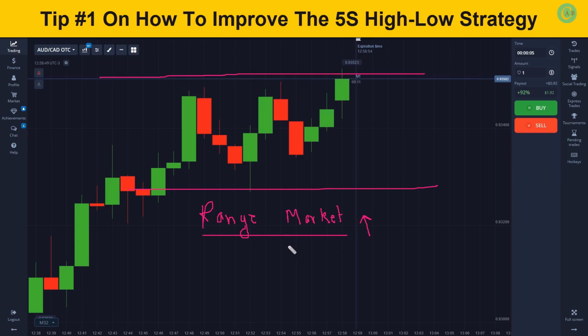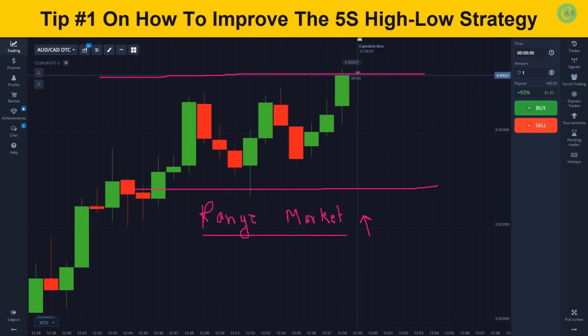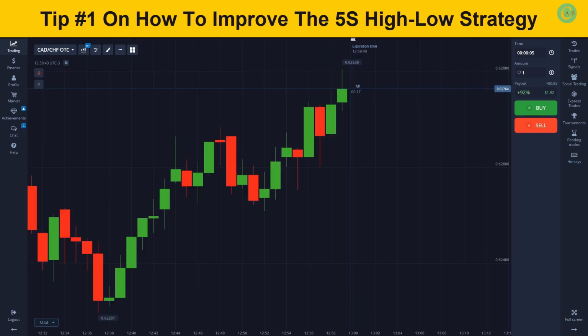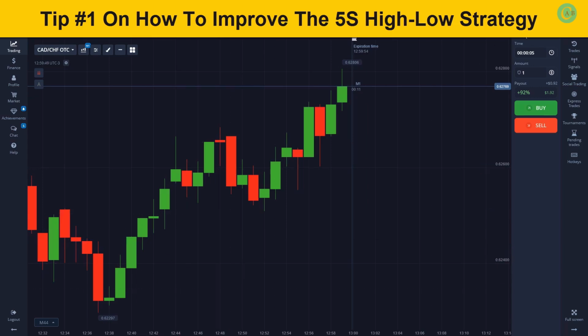Now I'm assuming that you know how to distinguish between the ranging market and the trending market, so I'm not gonna go into details on how to do that. However, I'm gonna give you quickly an example of a trending market, so at least you can have an idea of the difference between the two. Okay, as you can see here, for example, this is not a range market. You can see price is trending. So this is not the ideal structure for our strategy.